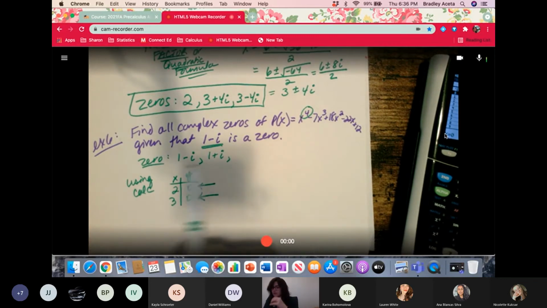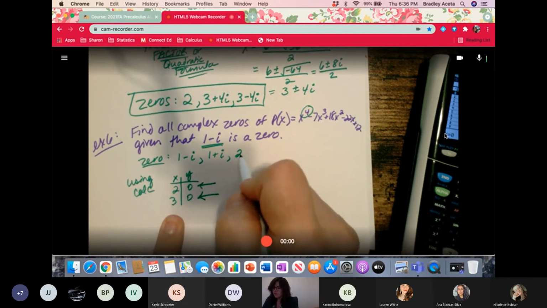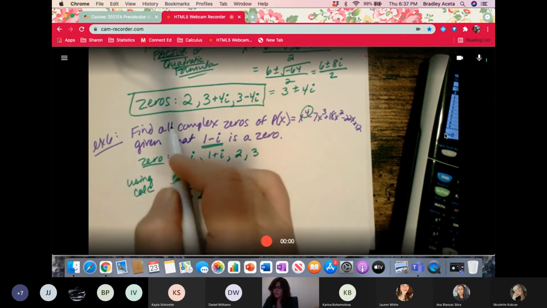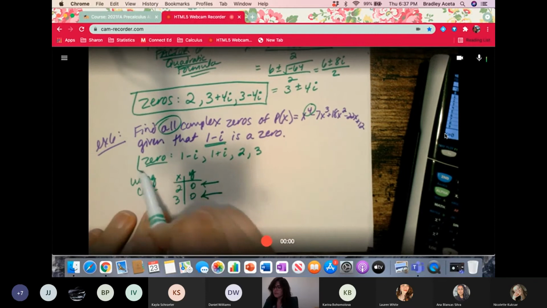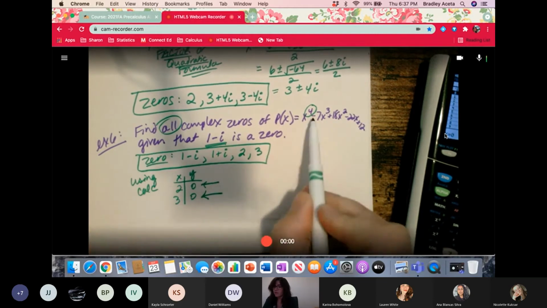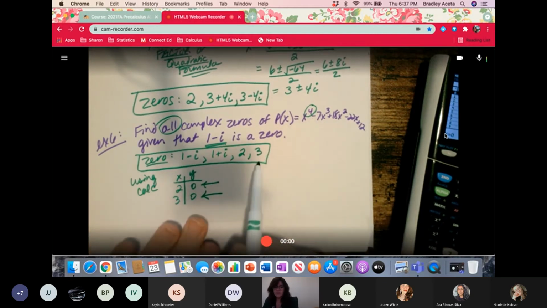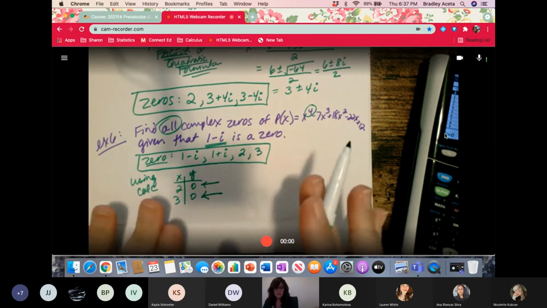We found the complex ones. These are the real ones. So I have the zero 2, and I have a zero 3. There you go. I just found all my zeros because I knew that it was a polynomial of degree 4. I have all 4 of them. So it wasn't that hard.